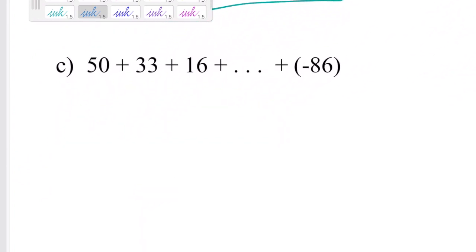Here, we just have the sequence or the series itself. I know it's a series because there's addition signs. We just have the series itself. I need to figure out what kind of series it is. I always like to test, again, arithmetic first. So going from 50 to 33, I would have subtracted 17. 33 to 16, subtracting 17 as well. So this looks like it's arithmetic.